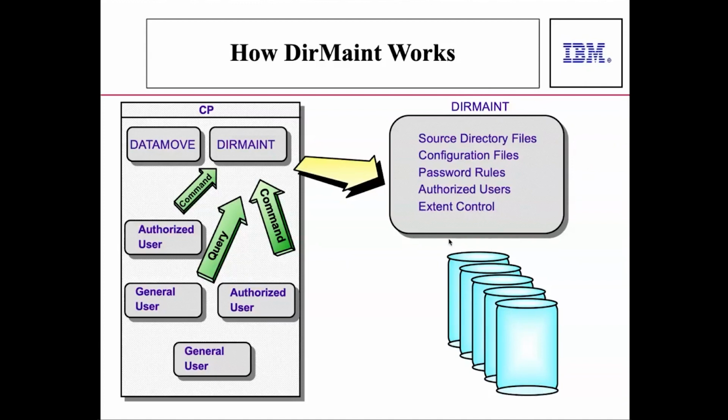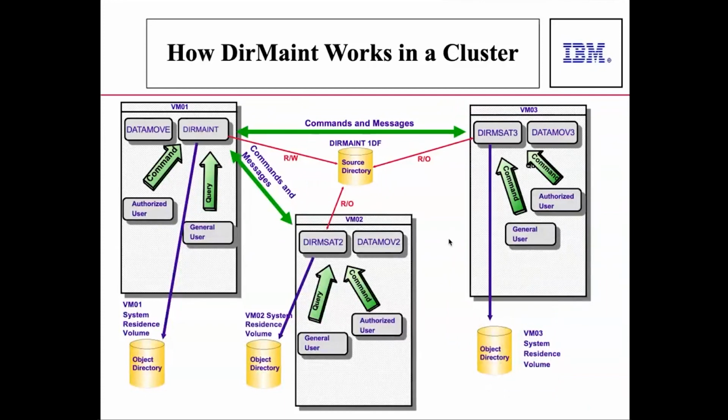In an SSI cluster, you have, of course, multiple members. This is showing a 3-member SSI cluster, just as a picture here, and you see some of the actual minidisks that DirMaint uses. The one in the middle is the 1DF disk. That's where the source directory lives. And on this DirMaint machine, you notice there's only one ID here called DIRMAINT in all of these members, so he's only logged on in one place.